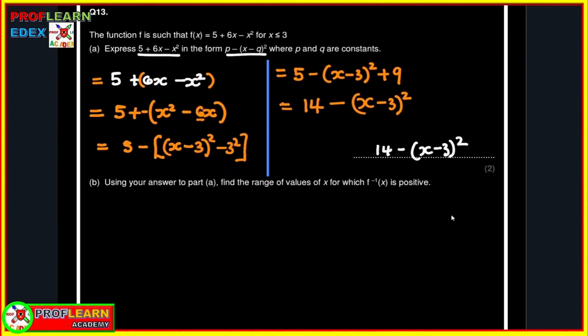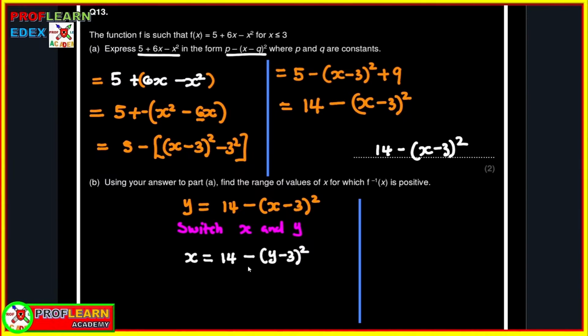All right, using your answer in part A, find the range of values for which f inverse of x is positive. First we need to find the inverse of this function. We're going to say y equals 14 minus (x minus 3) squared. So we're going to switch x and y, meaning that where you have x you write y, where you have y you write x, like that. And then we are going to make y the subject of the formula.